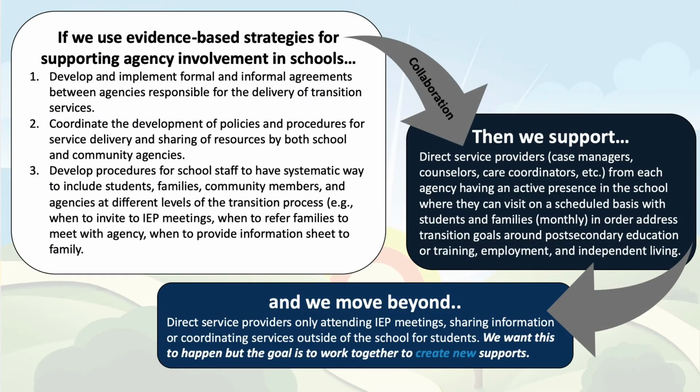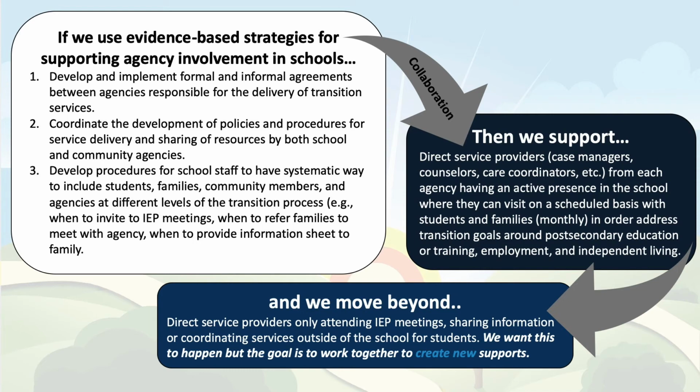To support agency involvement in schools, we can develop and implement formal and informal agreements between agencies responsible for the delivery of transition services with schools. We can coordinate the development of policies and procedures for service delivery and sharing of resources by both school and community partners. We can develop procedures for school staff to have a systematic way to include students, families, community members, and agencies at different levels of the transition process.